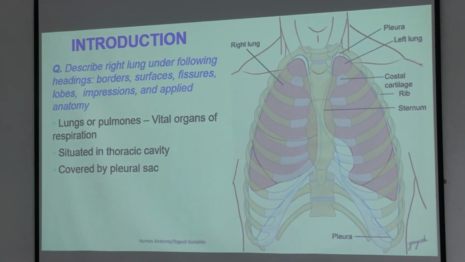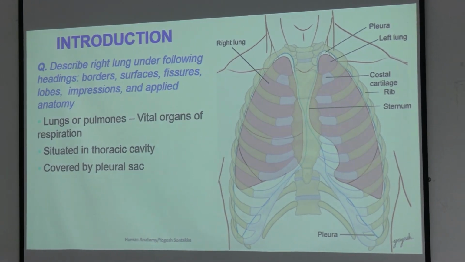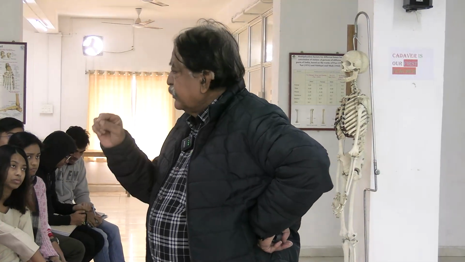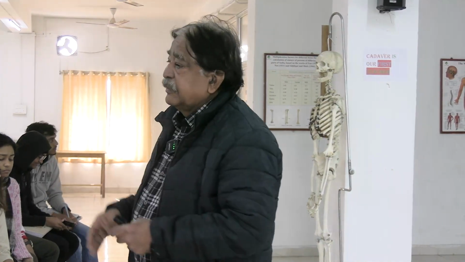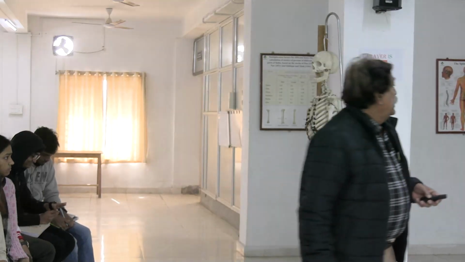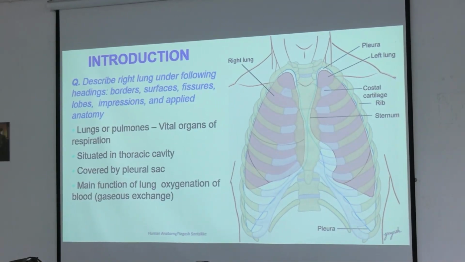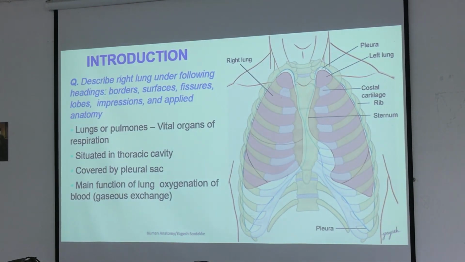It is spongy, because when you do the microanatomy of these lungs, there are the alveoli. It's a single epithelial layer. Now it is in groups in the bronchopulmonary segments. There will be a lecture on this. Main function of lung, the oxygenation of blood, gaseous exchange.